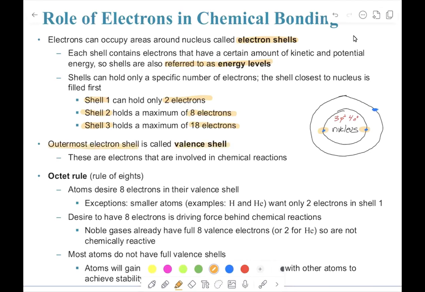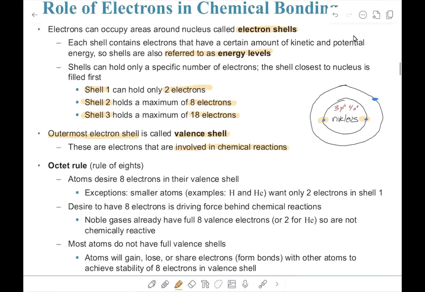But the outermost electrons are what's most important. It's called the valence shell. And the reason this is important is because it's involved in chemical reactions. So in order for a bond to actually form, it has to meet what's called the octet rule, called the rule of eights. And atoms, in order for them to be stable, they desire 8 electrons in their valence shell.